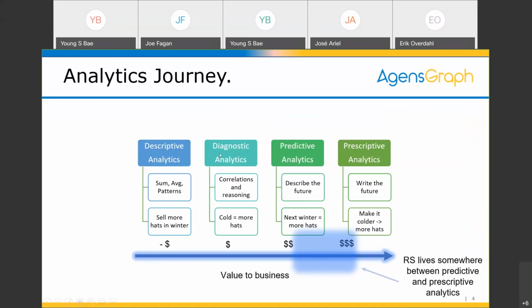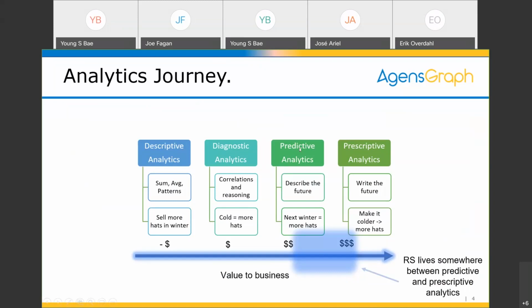Wow. And then diagnostic analytics is a little bit more sophisticated. It implements functions in Excel like correlations and regression testing and things like that. So it can come up with correlations and reasoning, and it might deduce magically that because it's cold, it's the reason we're selling more hats, not specifically winter.